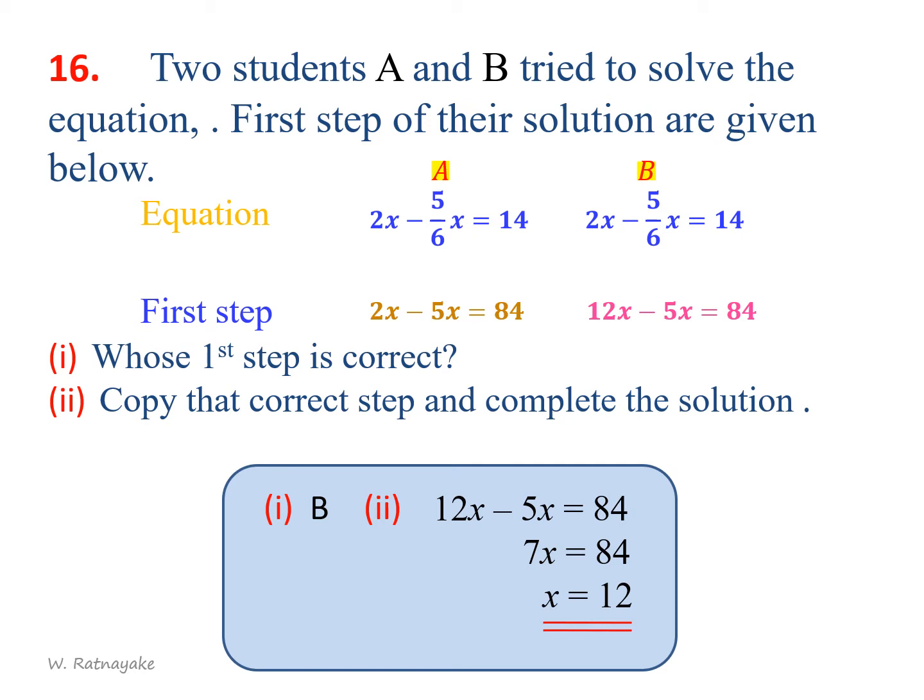Then to find the value of x, we have to divide 7x by 7 and 84 by 7. Then x equals 12 is the answer you can get. So the solution for the equation is x equals 12. That is question number 16. We will go to question number 17.